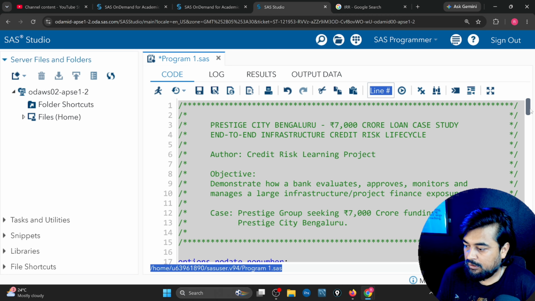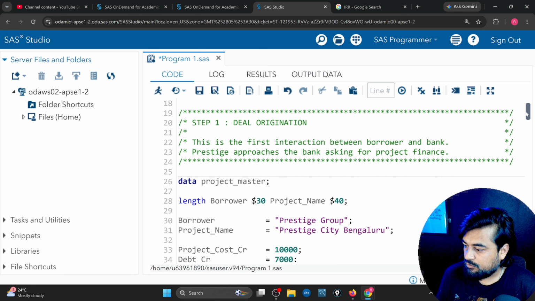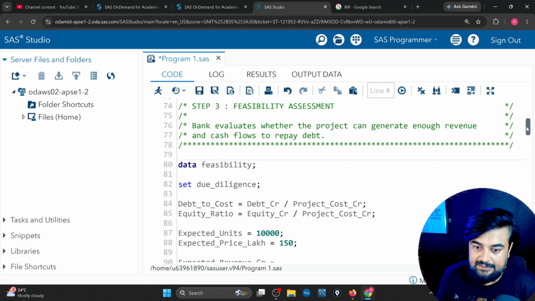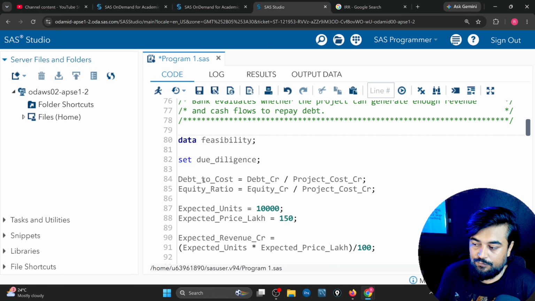Step number 3. Let's go quickly to step number 3. Step number 3 talks about the feasibility assessment. Now in feasibility assessment, we are checking the debt to cost ratio. What is the debt to cost ratio? Debt divided by project cost. Then equity ratio, equity divided by project cost. So this was 7,000, this was 3,000.